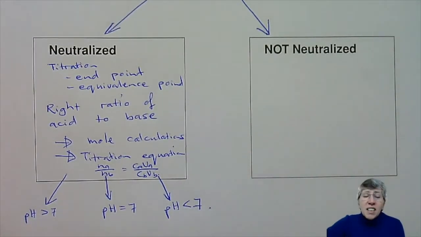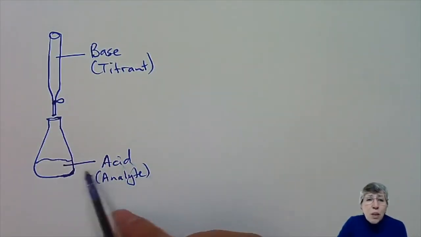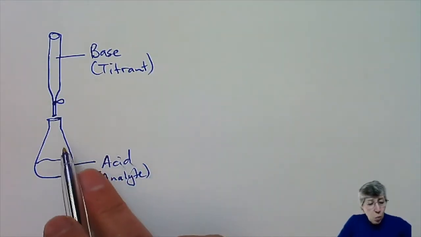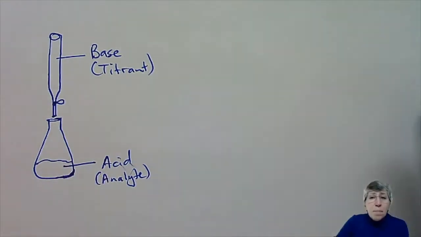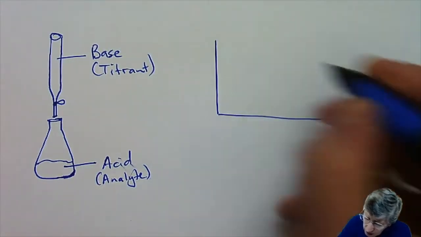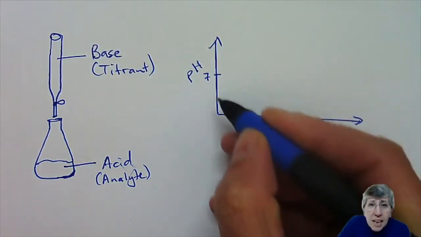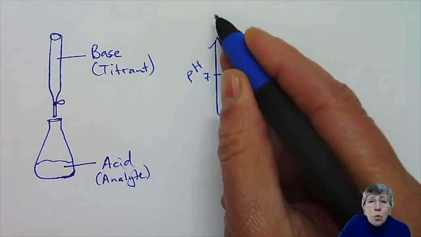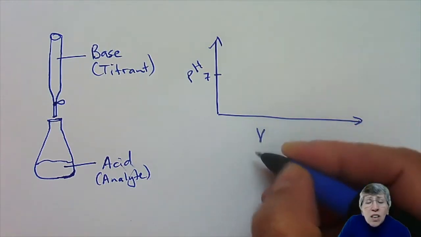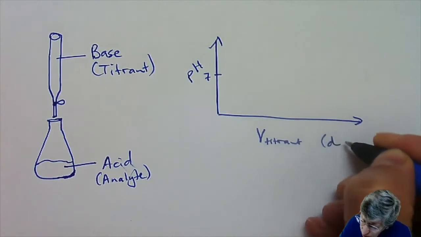Now, to understand that, we are going to look at a titration. Let's say we've got a titration where you've got the analyte down there, the acid, and you're adding the base. Now, what I want to do is add the base dropwise, and then draw a graph. On this graph, I want to draw the pH, with 7 up there, and 0 down here, and 14 up there, which is very basic. And then on this axis, I'm going to draw the volume of the titrant, of the base that I've added, in cubic decimeters or whatever.